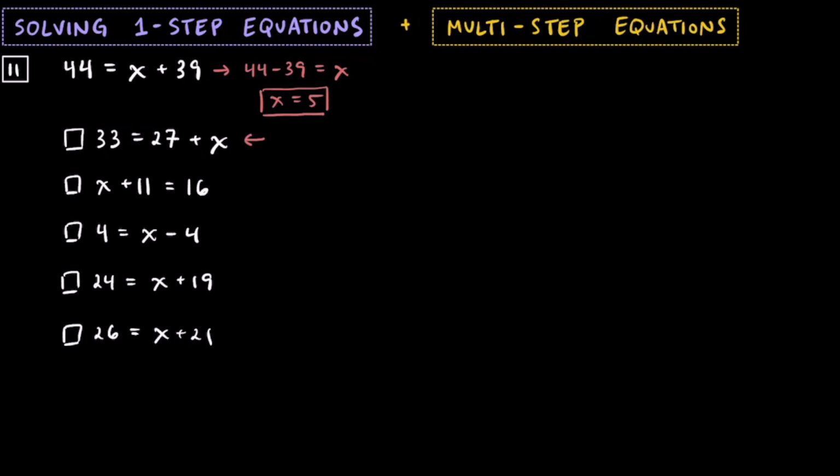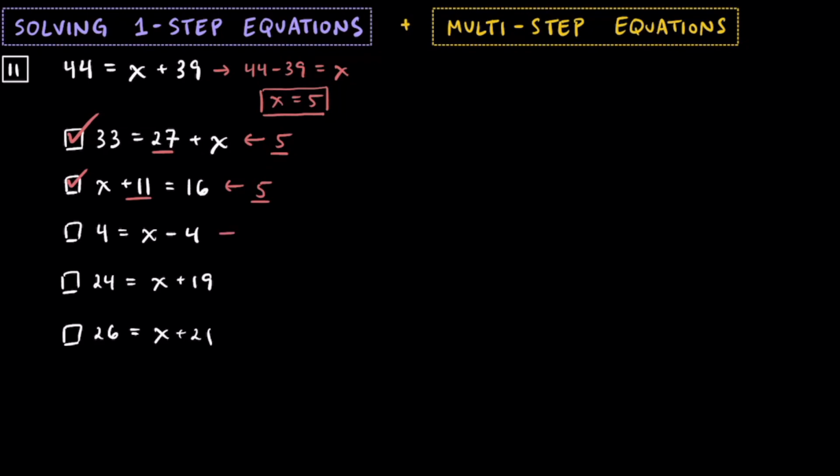Let's say x is 5. Well, what's 27 plus 5? I think that's 33, right? Yeah, it's 33, so we know this one does work. Now let's plug in 5 for x in this equation. If x is 5, we'll plug it in. So 5 plus 11, is that going to be 16? I think so, right? 5 plus 11 does equal 16.